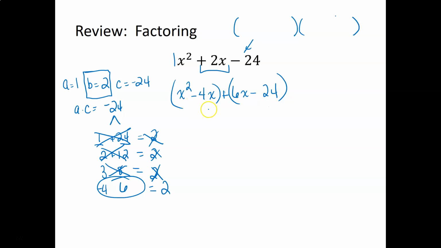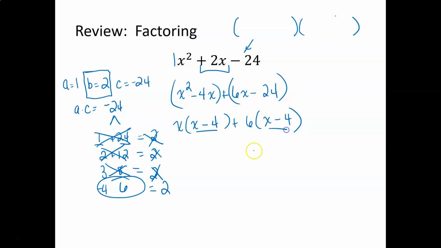The common factor for x squared and negative 4x is x. X squared divided by x is x. Negative 4x divided by x is negative 4. The common factor for 6x and negative 24 is 6. 6x divided by 6 is x. Negative 24 divided by 6 is negative 4.